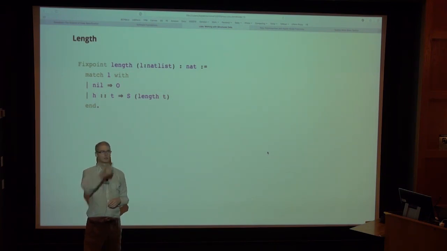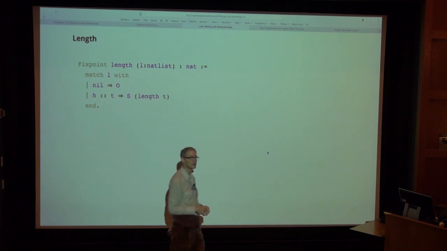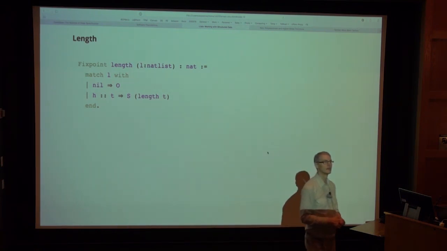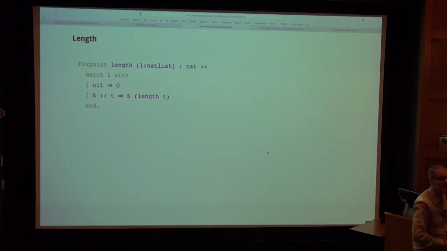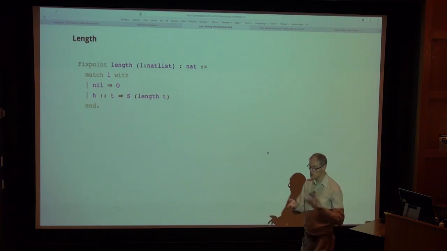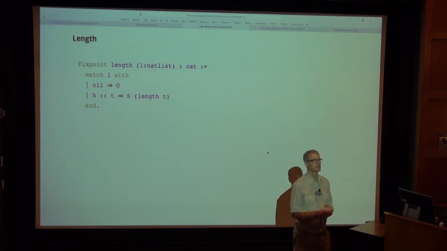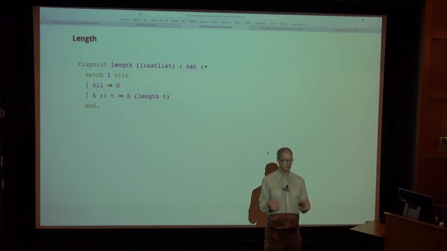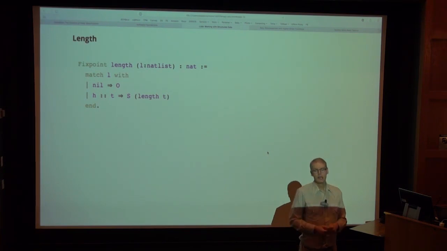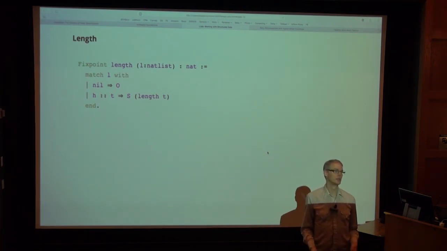Other questions, please. Between the slides, you've been switching between Fixpoint and Definition. And Fixpoint is in particular for recursive functions. So why not just uniformly use Fixpoint in place of Definition? Okay, so I've been switching between Definition and Fixpoint, depending on whether the thing I'm defining is really recursive or not. Could I just use Fixpoint everywhere? Yes, I could.